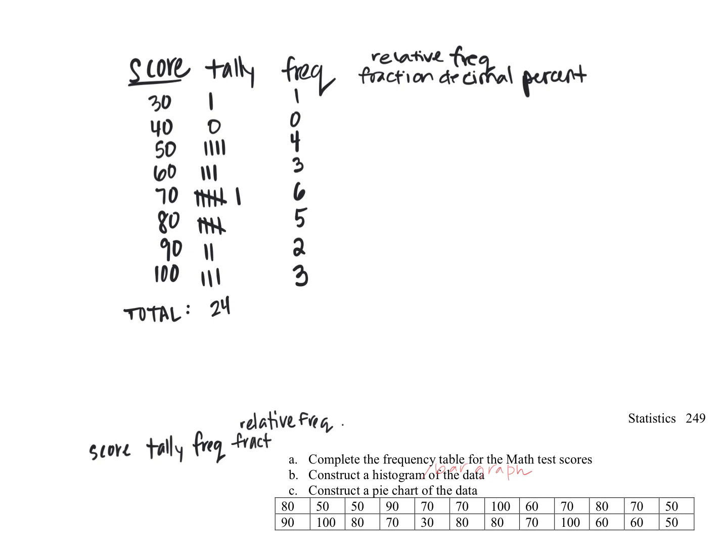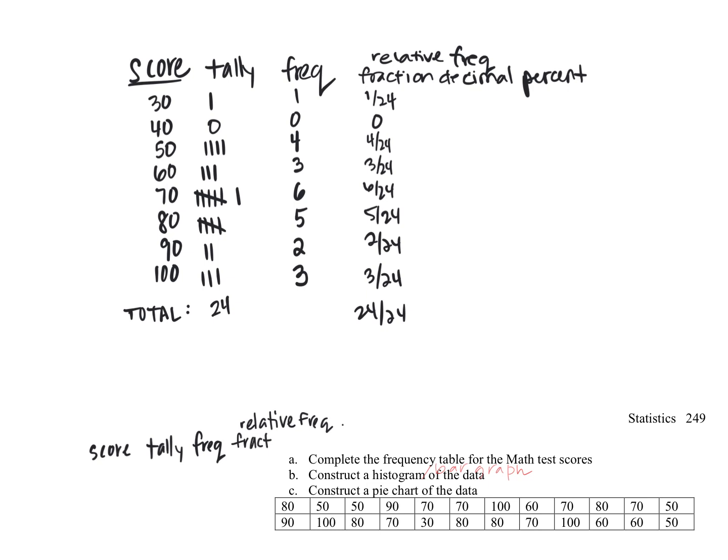So when we write our fractions, we're just going to write them out of that 24. So we're going to have 1 out of 24, 0 out of 24, just 0, 4 out of 24, 3 out of 24, 6 out of 24, and so on here. And again, that should add to 24 out of 24 total. You can reduce those fractions, but it's fine also leaving it like that.